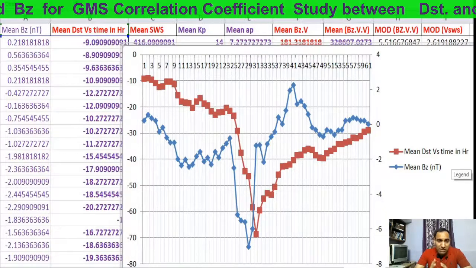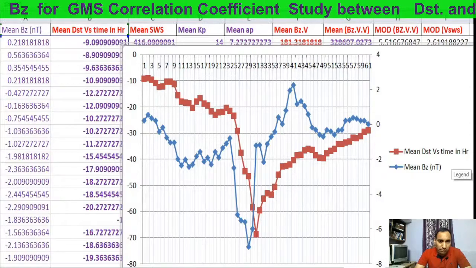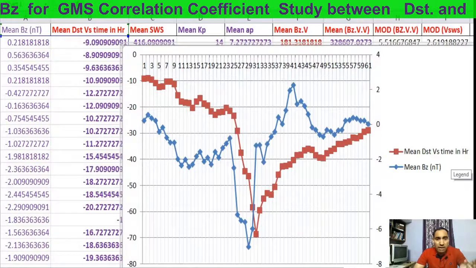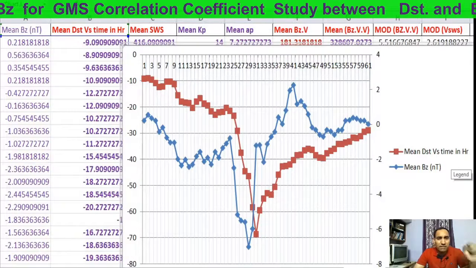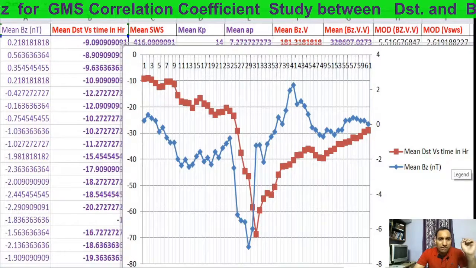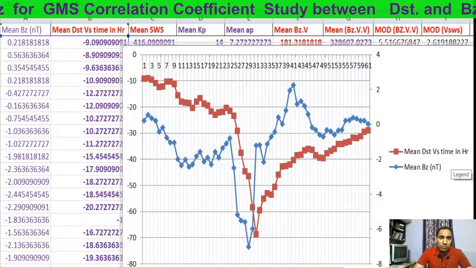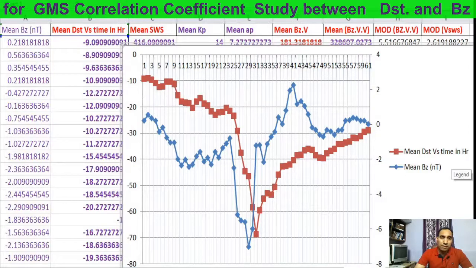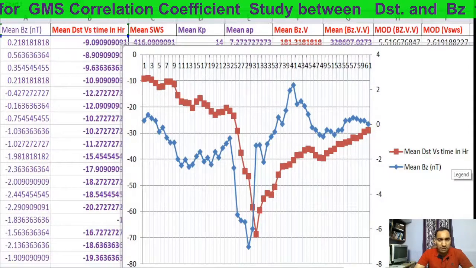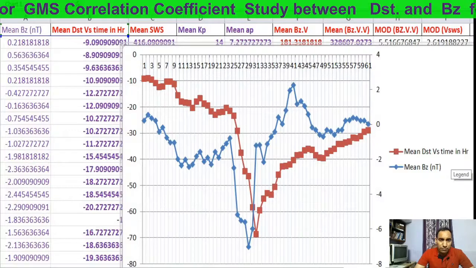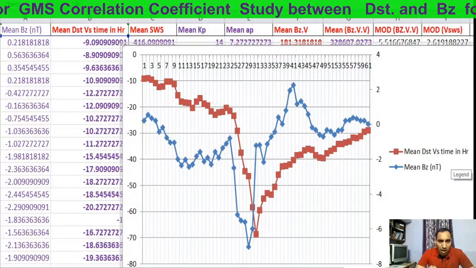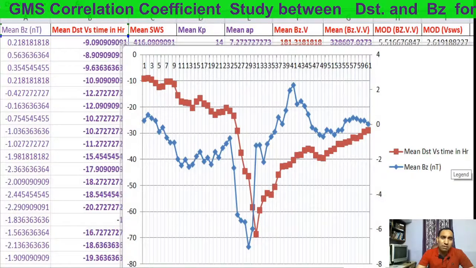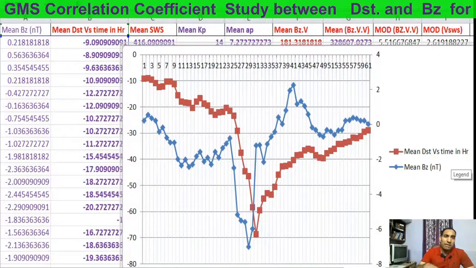the magnetic field structure of earth is disturbed, and this disturbance can be measured in terms of an index called the Dst index, which is known as the disturbance storm time index. And the measurement of the disturbance storm time index is basically how the ring current of the earth's upper environment changes.